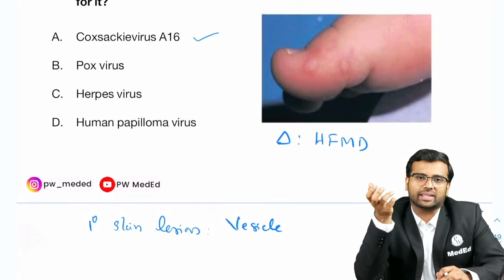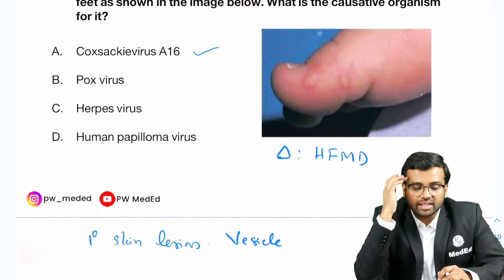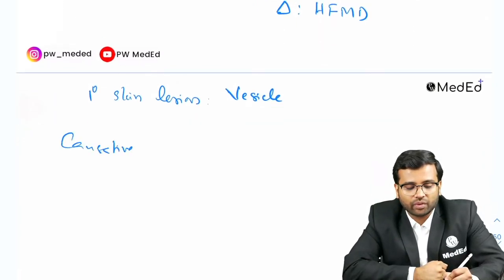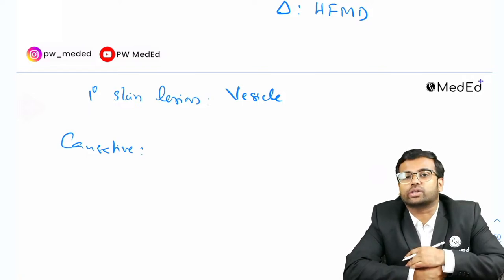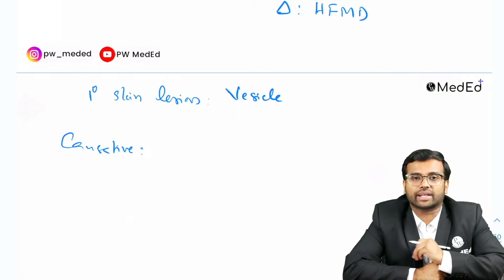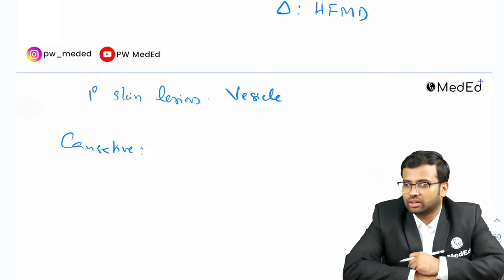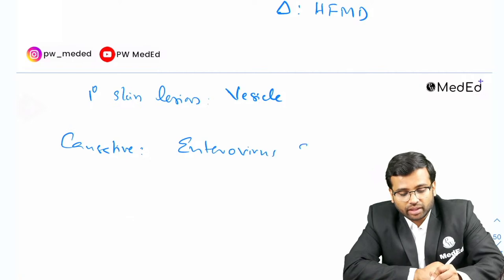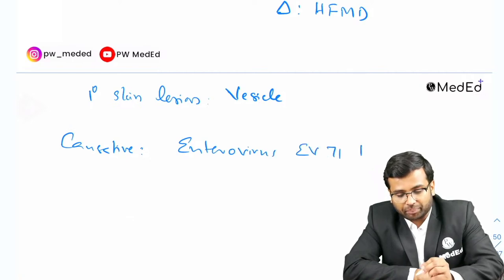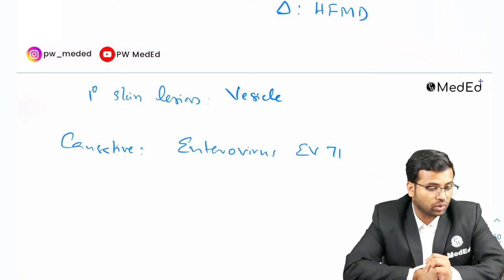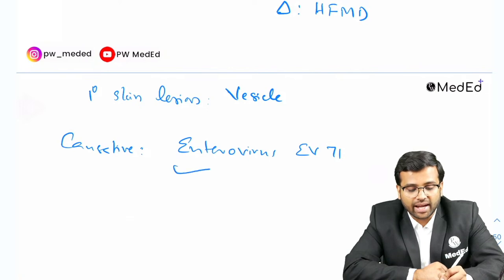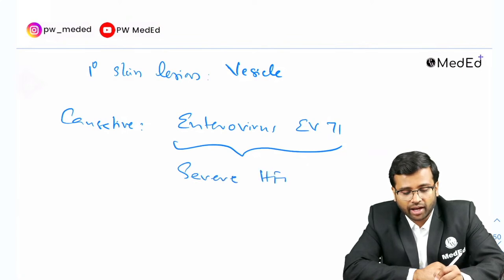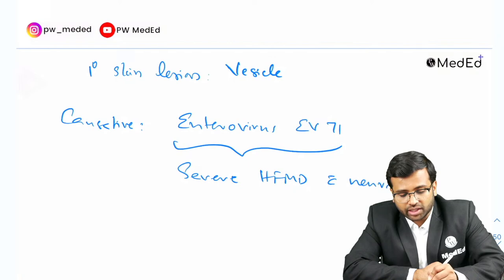When it comes to the causative organism, like all of you have rightly said, there is Coxsackie virus A16. But do you know that there is one more causative organism when it comes to hand, foot, mouth disease? What is the one more causative organism that is already reported for HFMD, hand, foot, mouth disease? So one more causative organism which is reported is going to be enterovirus EV71 subtype. Okay, EV71. So very good. So vesicular rash can be seen. So this enterovirus EV71 can be the causative in severe hand, foot, mouth disease with neurological symptoms.